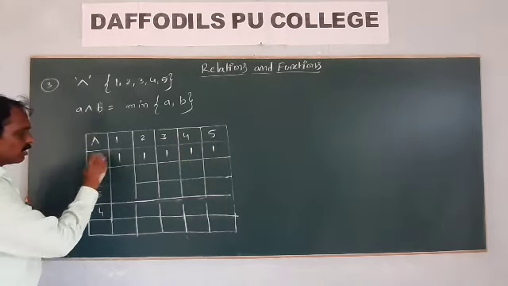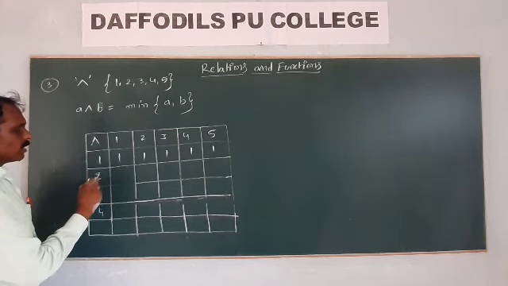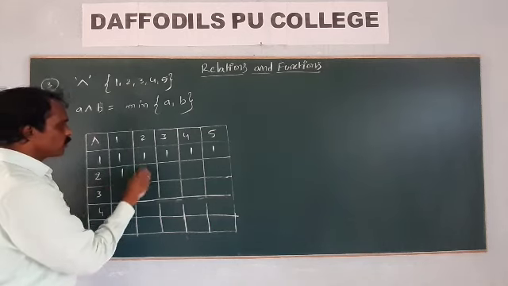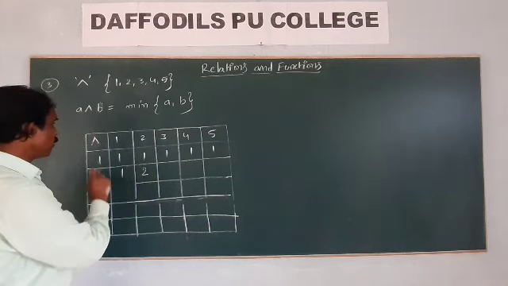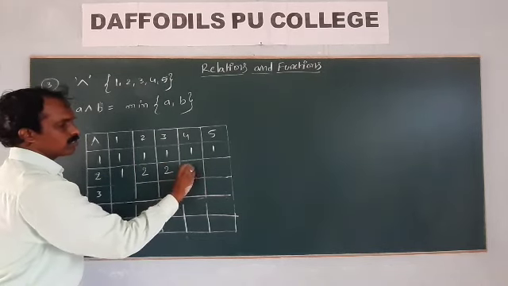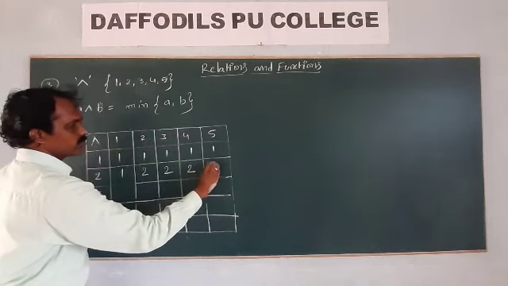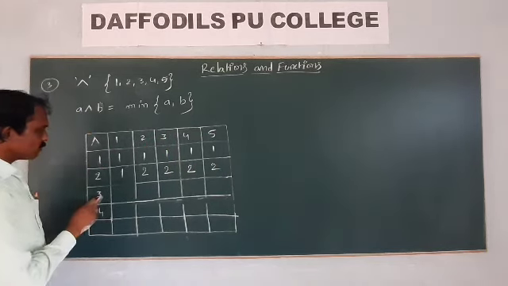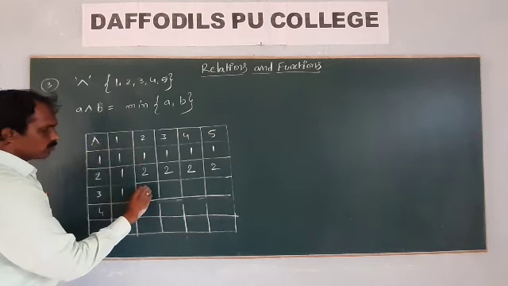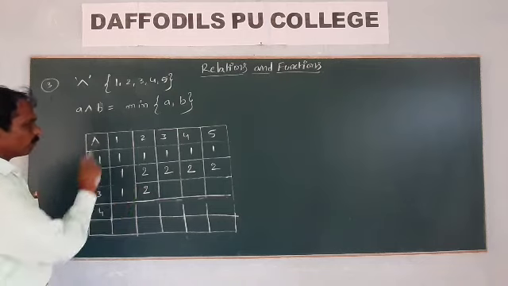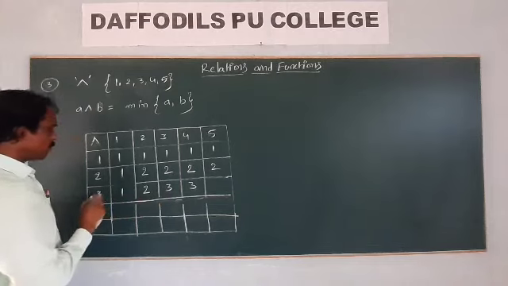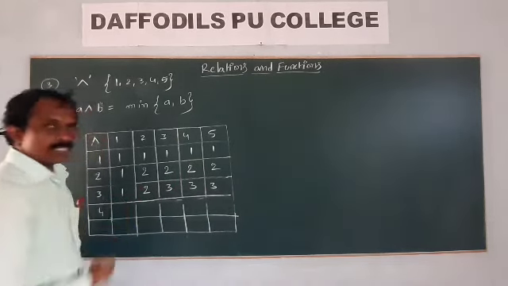Right. Next, with 2. The minimum of 2 and 1 is 1. The minimum of 2 and 2 is 2 only, of 2 and 3 is 2, of 2 and 4 is 2, and of 2 and 5 is 2. Next, with 3. The minimum of 3 and 1 is 1, of 3 and 2 is 2, of 3 and 3 is 3, of 3 and 4 is 3, and of 3 and 5 is 3.